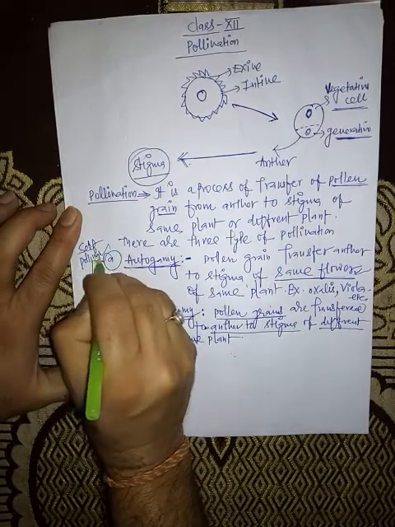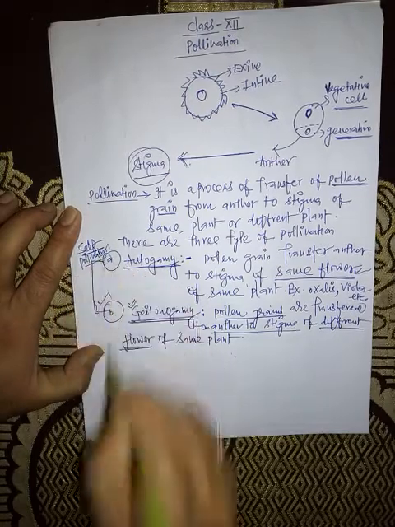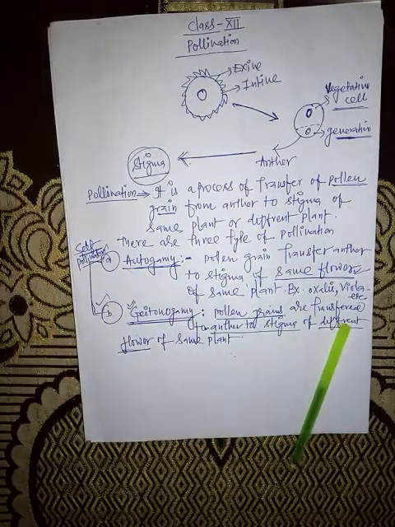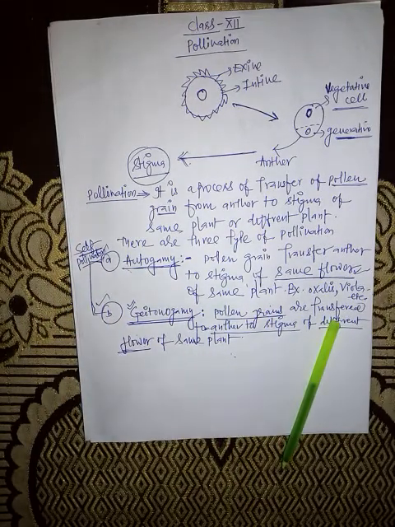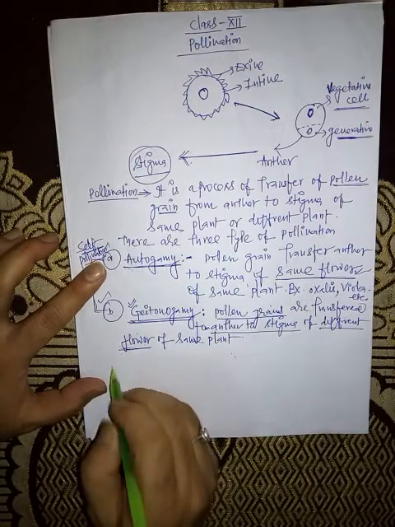So autogamy and geitonogamy both are types of self pollination. In self pollination, the plant should be the same, the flower can be different, but the plants should be the same. In autogamy, pollen grains are transferred in the same flower of the same plant, and in geitonogamy, from a different flower of the same plant. So these are the types of self pollination.